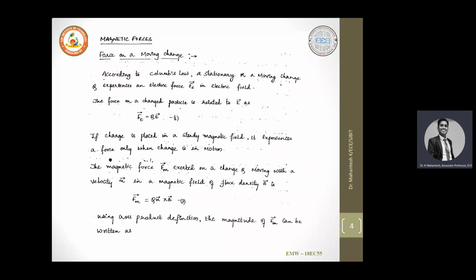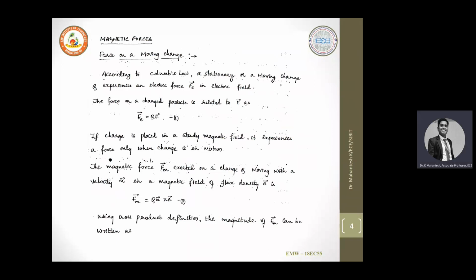So, magnetic forces. What do you mean by a force on a moving charge? As we have discussed in module 1 in a previous video, as per Coulomb's law, a stationary or a moving charge Q experiences an electric force Fe in an electric field, which is given by F is equal to QE. Now, assume that a charge is placed in a steady magnetic field. It experiences a force only when the charge is in motion.